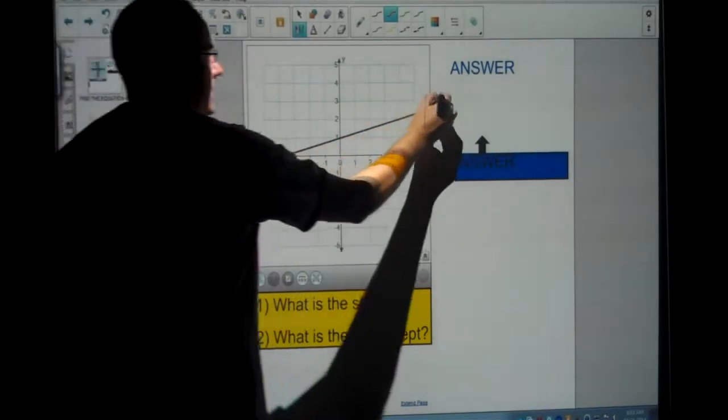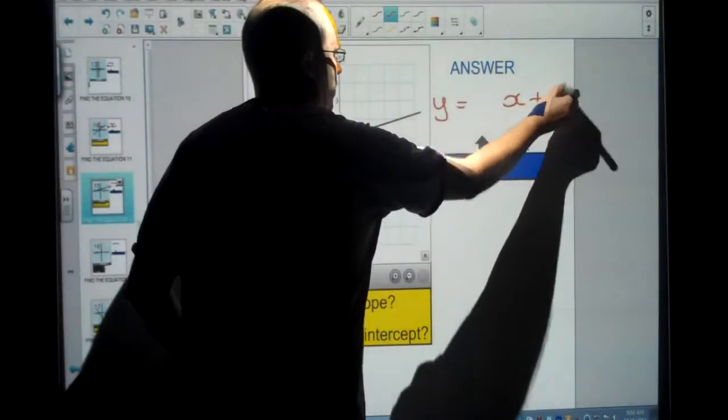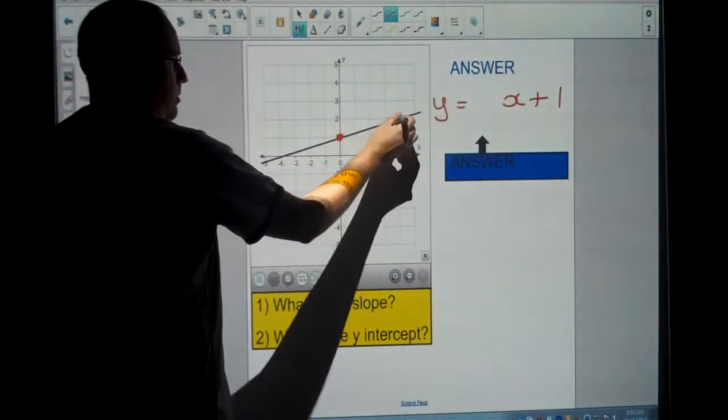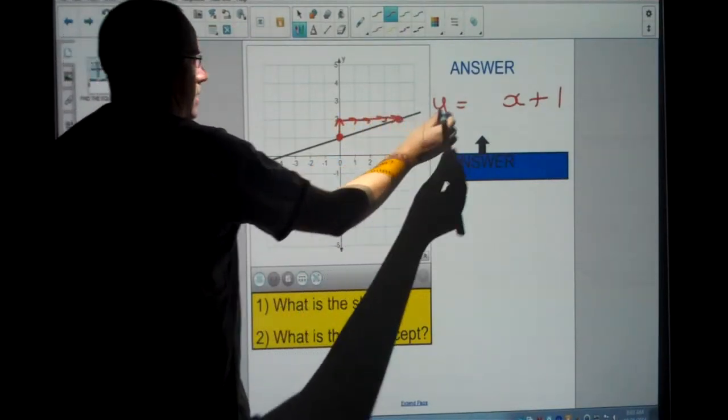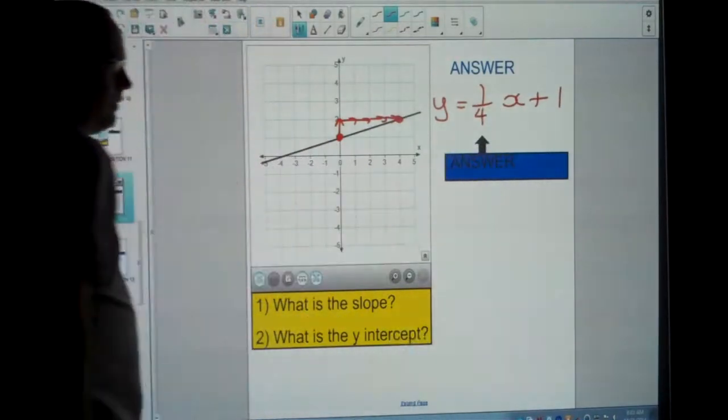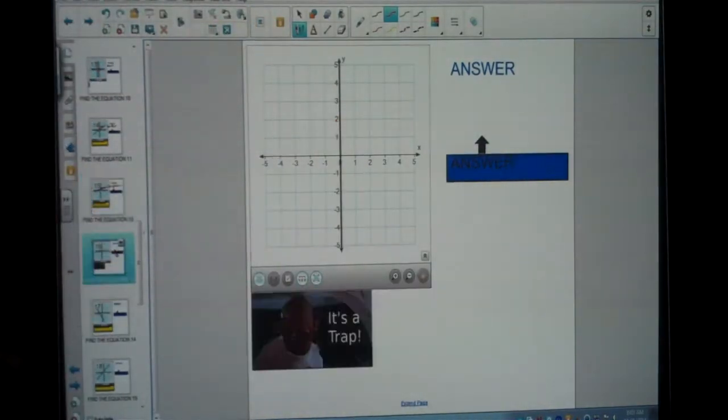Goes through 1 this time, so y equals something x plus 1. Find a couple of points that lie on the line. Up 1 across 4, 1 over 4, and that doesn't simplify.